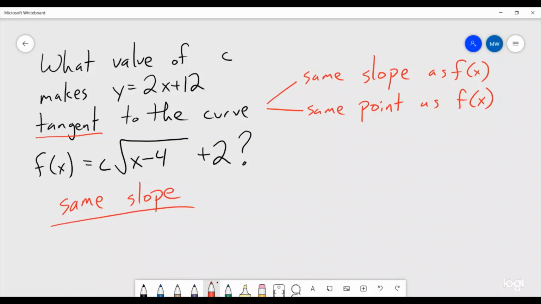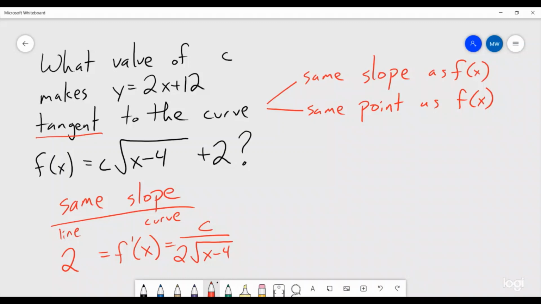that means we need to figure out what's the slope of the line. So the slope of the line, that's a 2. And the slope of the curve is going to be the derivative of f. So that is f prime of x, which when we take the derivative using the chain rule, the power rule and stuff, we find that this is going to be c divided by 2 square root x minus 4. So this is one system that we can have.